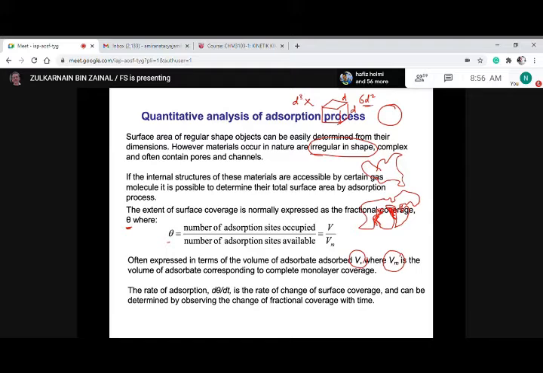All right. So for the rate of adsorption, d theta dt is the rate of change of surface coverage, and it can be determined by observing the change in fractional coverage. So what you can do to follow the adsorption of gas is just to follow the rate of coverage. The rate of coverage is given by d theta dt, where theta is V over Vm. What is V over Vm? V over Vm is the amount of adsorption sites occupied over the total amount of adsorption sites.